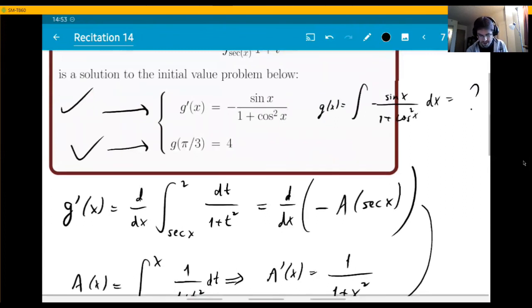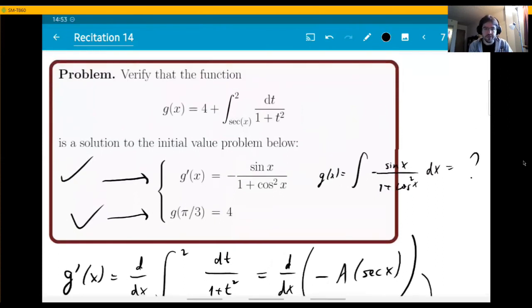So you might see this in the future in homeworks. Somebody is giving you an IVP, but they don't ask you to solve it. They say verify that this is a solution. So what you have to do is just calculate the derivative of the function given, and then also one specific value of it. If it checks with what they said it should in the IVP, then it is the solution to the IVP.